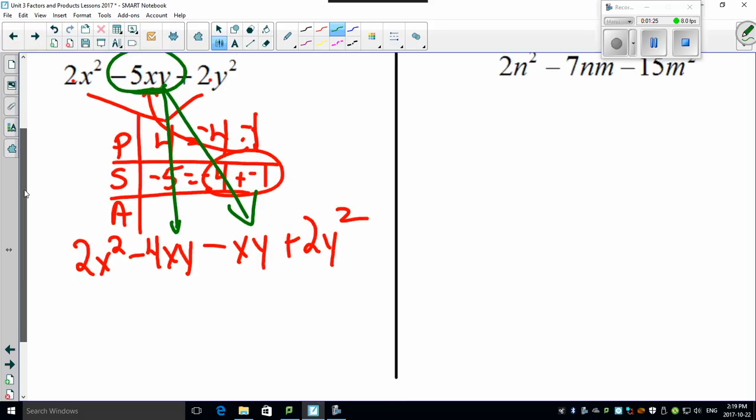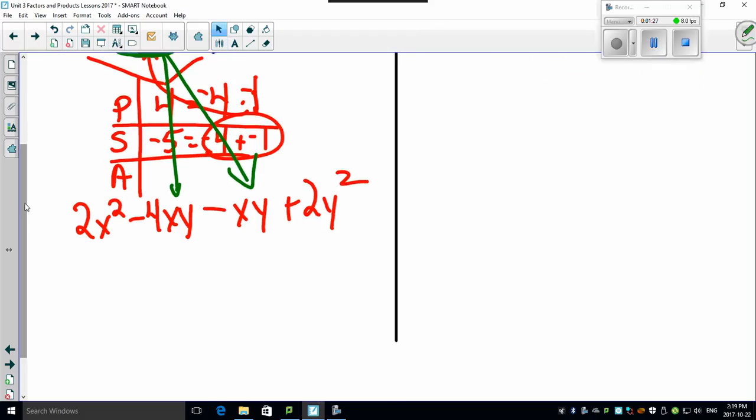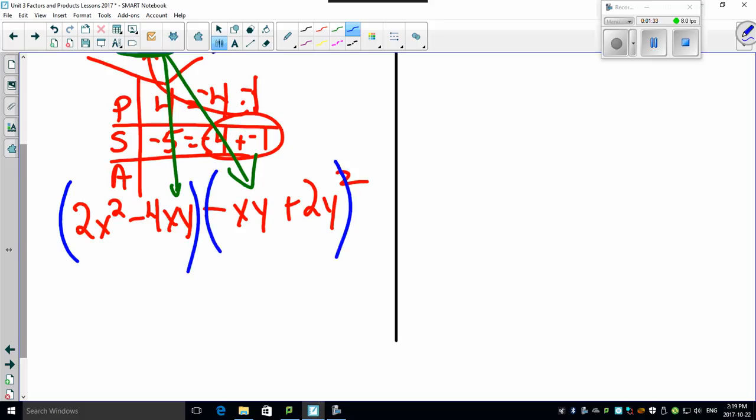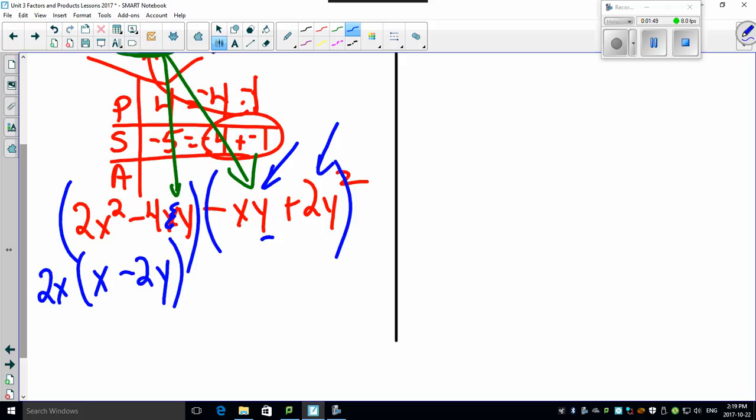So is there anything different that you have to do? Actually, no. Still group factor this. Okay? Still take out, in this case, a 2x. And by taking out a 2x, you're left with an x here and a minus 2y, and you took this x out. Look at that. You're left with an x minus 2y. And in this case, notice the signs are wrong, but GCF tells you can take out a negative y.